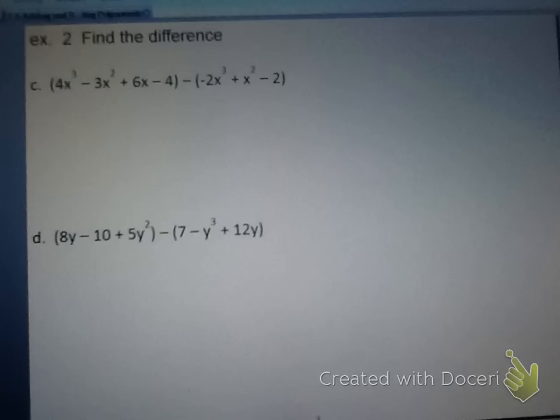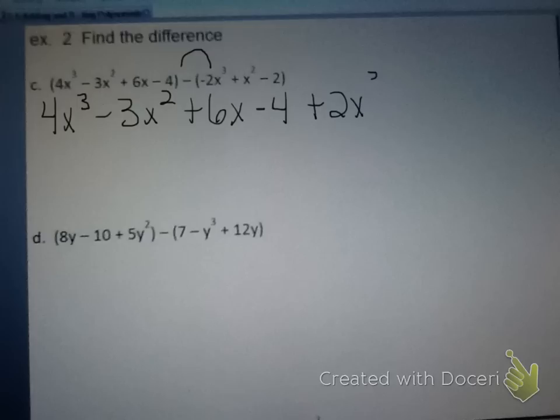Again, we're going to add or subtract. The very first parentheses, there is nothing in there. I'm sorry, not nothing. There is a positive 1 in front. Now the second parentheses, there's a negative, so again, it changes the sign. So it changes this negative 2x cubed to a positive 2x cubed. It changed this positive x squared to a negative x squared, and changed the negative 2 to a positive 2.